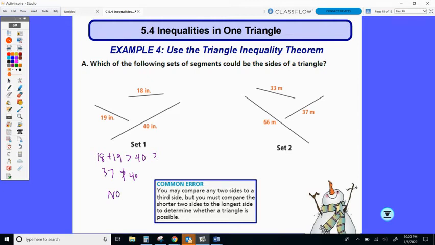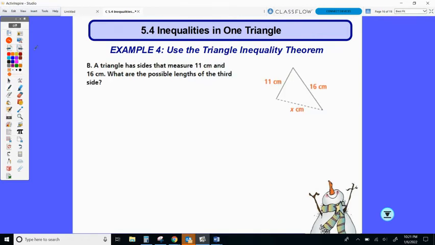Okay, let's check over here. Is 33 plus 37 greater than 66? In this case, that's going to be 70, which is greater than 66. So yes, those lengths will create a triangle, because we know that 66 plus 37 is going to be greater than 33, and 33 plus 66 is going to be greater than 37. Okay, you may compare any two sides to a third side, but you must compare the shortest two sides to the longest one to determine whether a triangle is going to be possible.